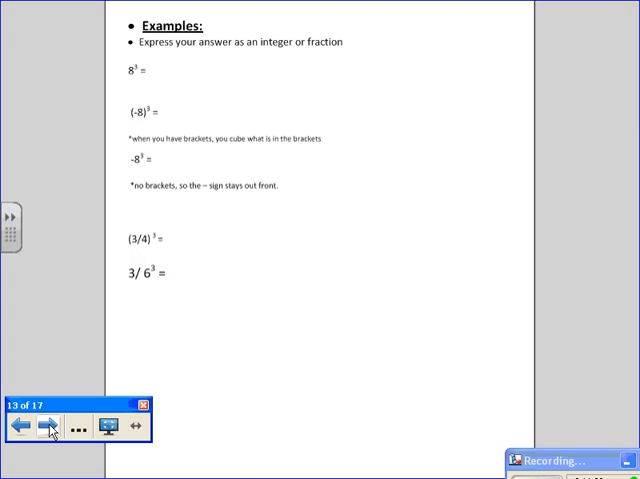Okay, let's do some other examples here. Let's express our answer as an integer or fraction. If we're given a fraction, we may have to leave our answer as a fraction. So let's get started. 8 cubed is equal to 8 times 8 times 8. 8 times 8 is 64, and 64 times 8 is 512, but I could have also used my calculator and said 8 exponent 3, or 8 cubed, and that gives me 512.